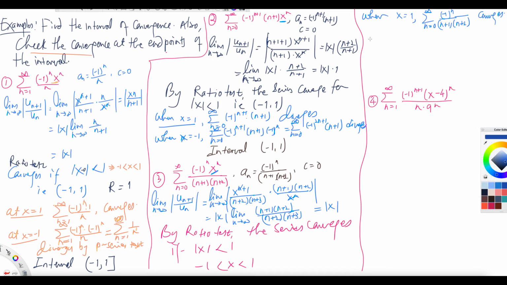Okay, and next is when x equals -1, then this becomes what? The summation from n equals 0 to infinity of (-1) to the n, and then you will replace that x by -1 to the n. So (-1) to the 2n will be 1, over just (n plus 1) and then (n plus 2). Does this series converge?